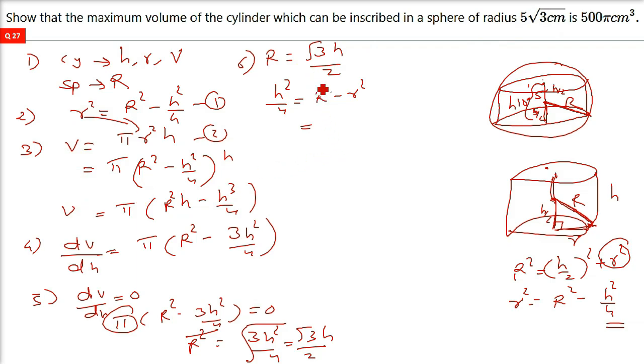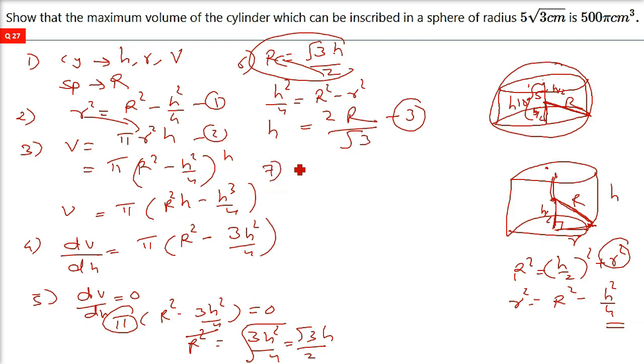The next step: because the values are already provided, 5 root 3 is there and 500 pi is there, h can be written as twice of R by root 3. You can call this the third equation: h is twice of capital R by root 3.